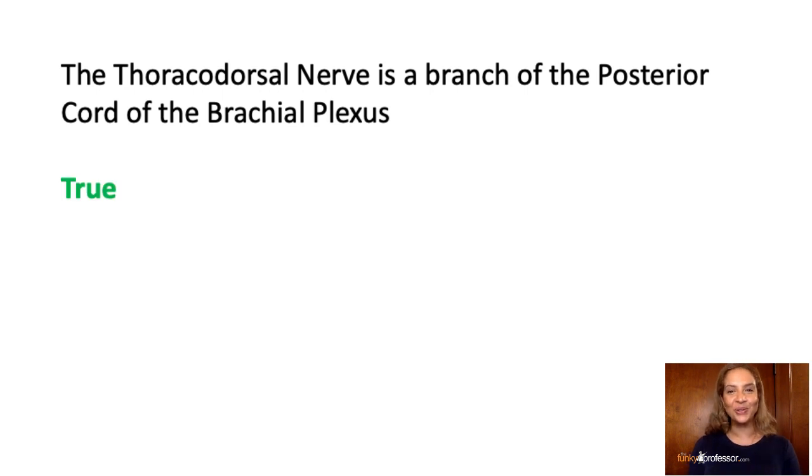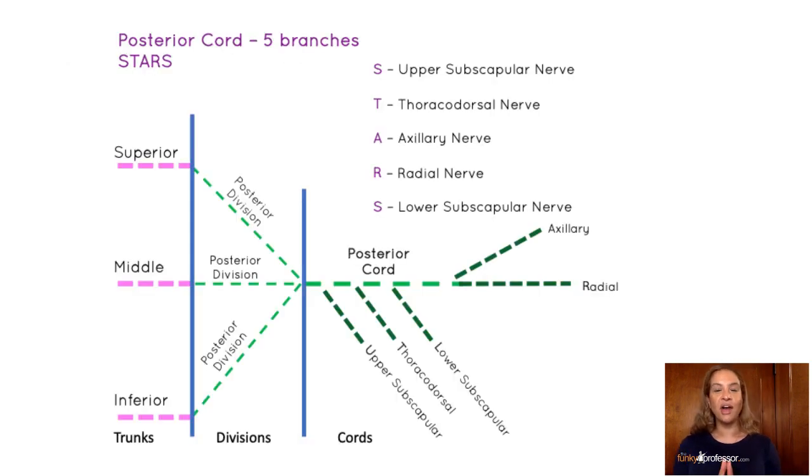The answer is true. Now, there are 5 branches to the posterior cord of the brachial plexus, and the brachial plexus is formed by the union of the posterior divisions of all 3 trunks. There are 5 branches, and I use the mnemonic STARS. So S at the first letter of the word stars, and the last letter reminds me that there's an upper and a lower subscapular nerve. Next is the thoracodorsal nerve, the axillary nerve, and the radial nerve.